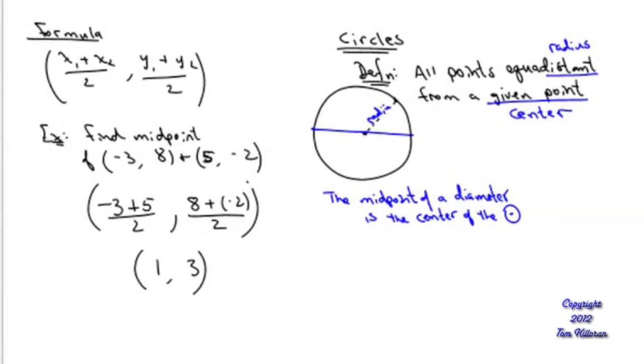All right, a couple other weird names. Anybody remember the name of that line? It begins with a C. It's not in the book. Circumference. No. Chord. This is called a chord.